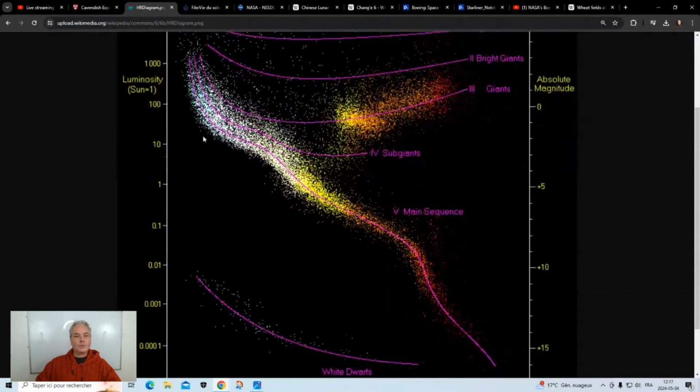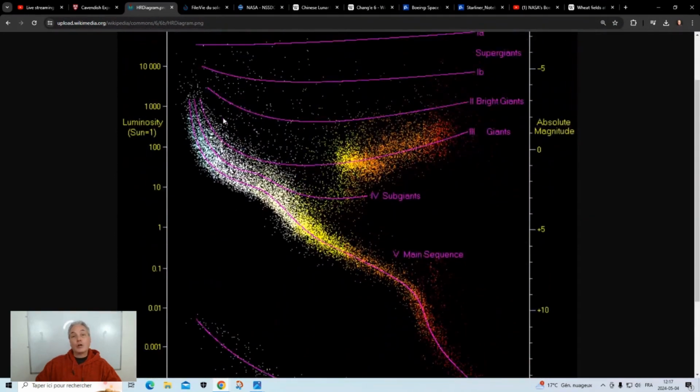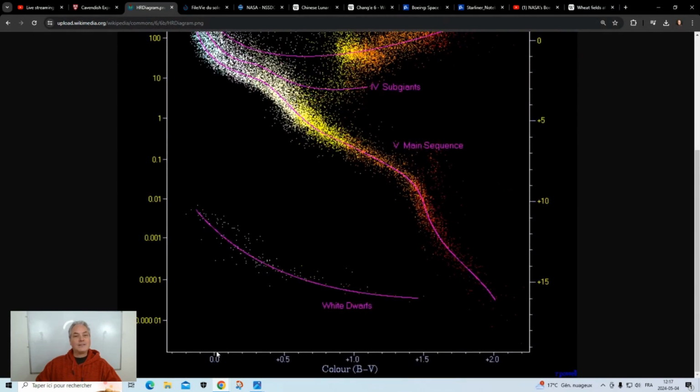So you have here what we call the main sequence. The main sequence here has most of the stars in our universe. This graph shows about 22,000 stars that are classified with some characteristics. At the bottom here, I have the colors. So here I have 0 here from the bluish color all the way to the reddish color.